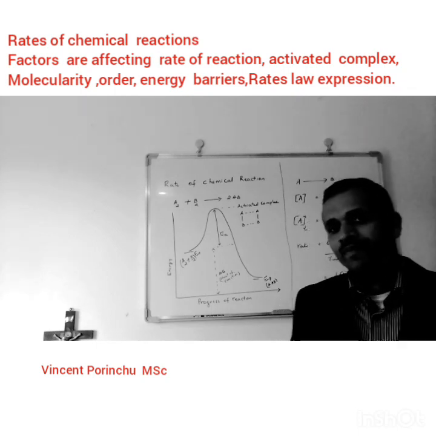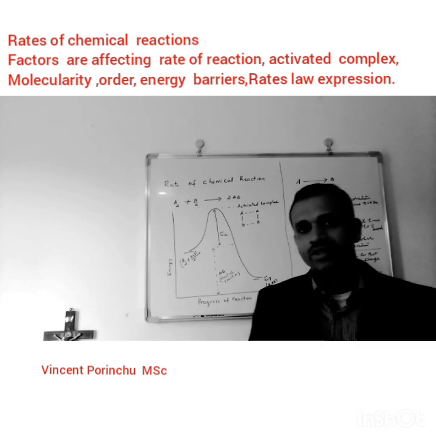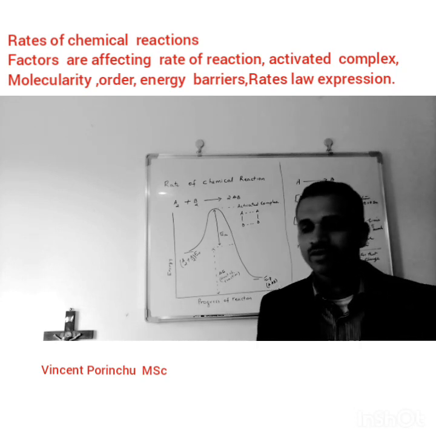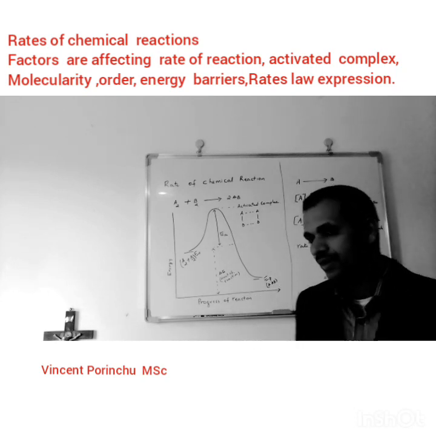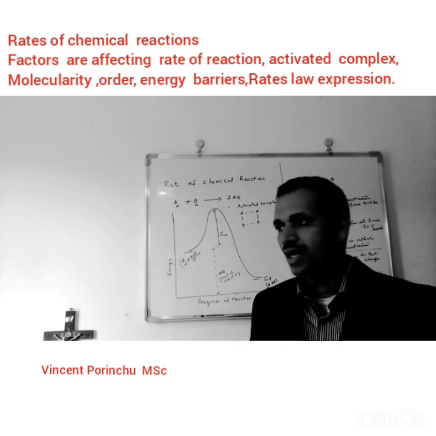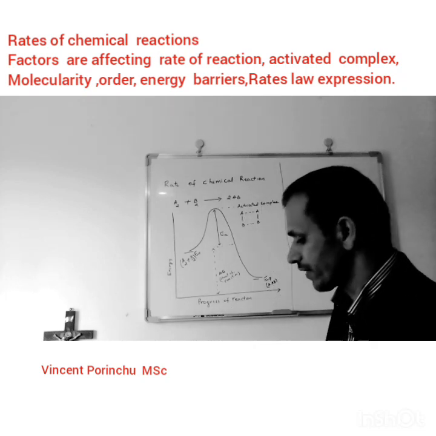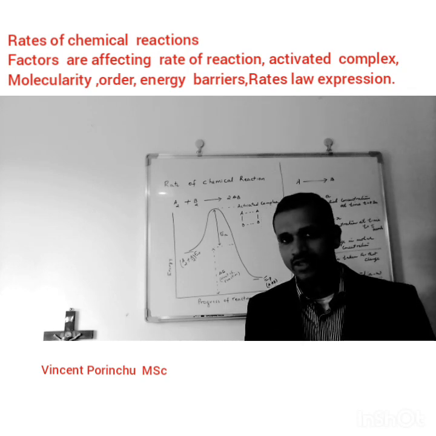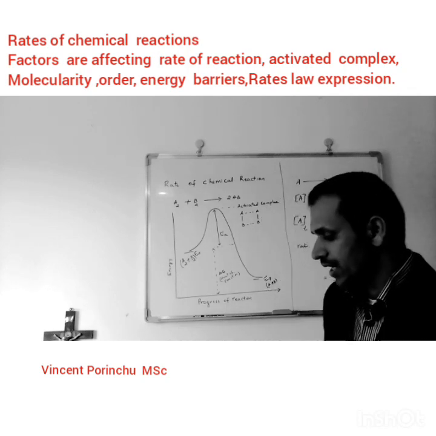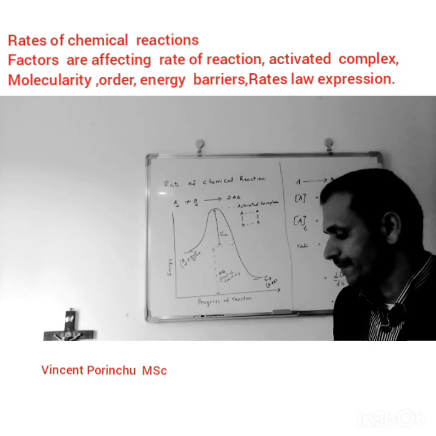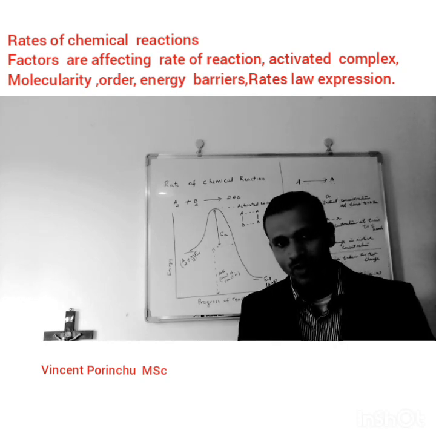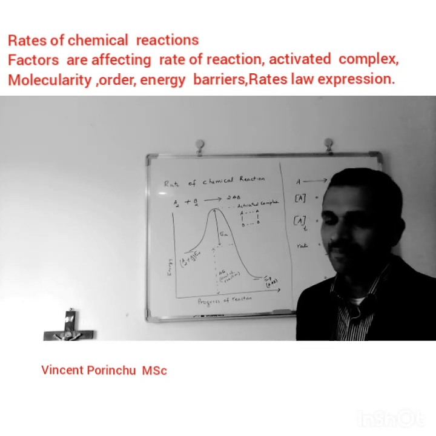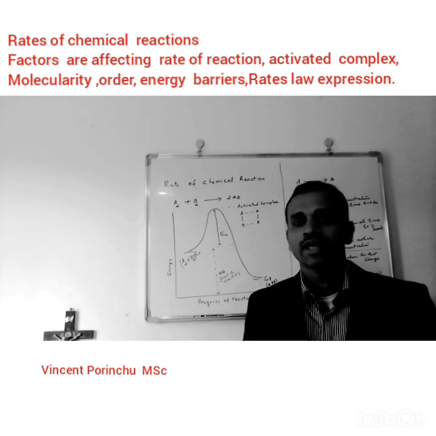Next, we are going to discuss the factors affecting the rate of a chemical reaction. There are 5 factors generally affecting the rate of a chemical reaction. The first one, the nature of reactants. Second, the particle size. Third, the concentration of reactants. Fourth, the temperature. And the fifth, catalyst.